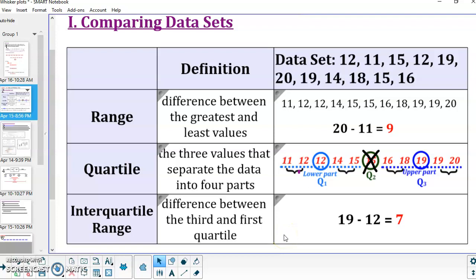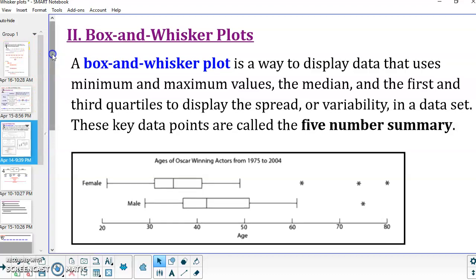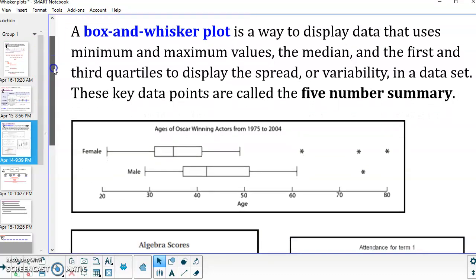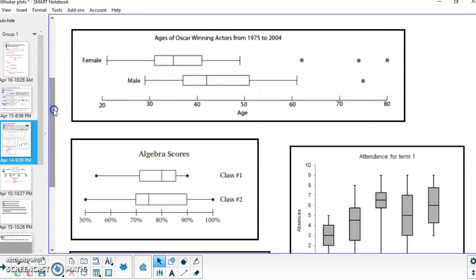All right, now let's take a look at a box and whisker plot and figure out how to kind of read through it. So when I'm looking at a box and whisker plot, I'm going to take a look at this first one just to point out a few things. So this first one here, to get my bearings, is female actresses' ages of Oscar winners from 1975 until 2004.